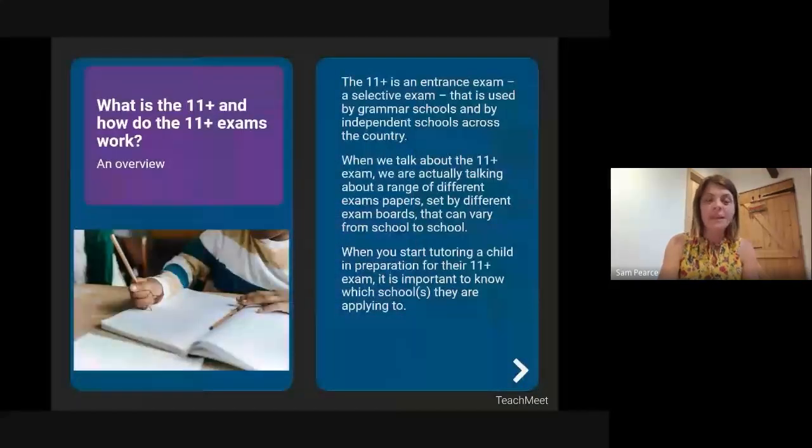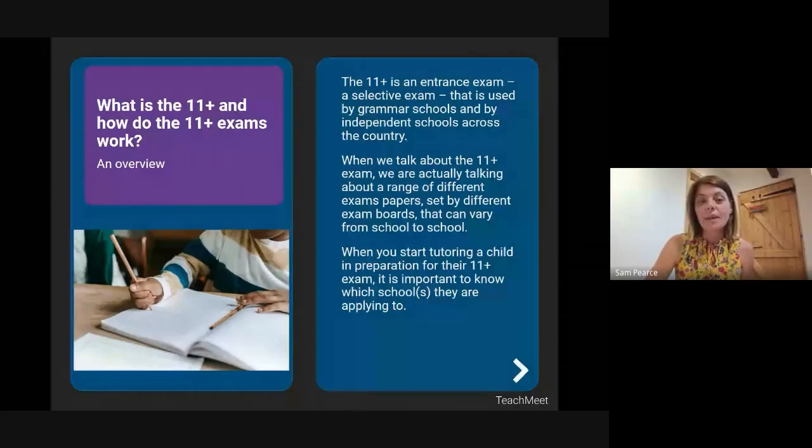Okay, so our first part of today's session is what is the 11+ and how do the 11+ exams work? Well, essentially, the 11+ is an entrance exam. It's a selective exam that is used by grammar schools and independent schools across the country. I think it's important at this point to highlight the difference between a grammar school and an independent school because they are different. Grammar schools are essentially state schools. Anybody is open to apply for a place in a grammar school.